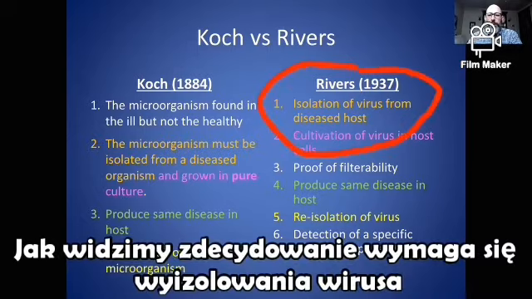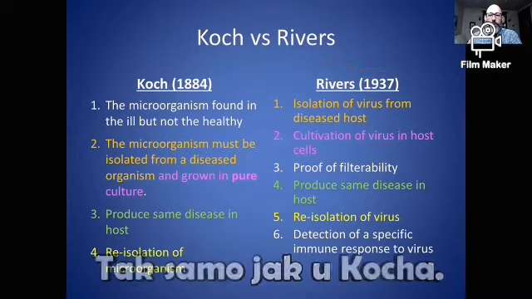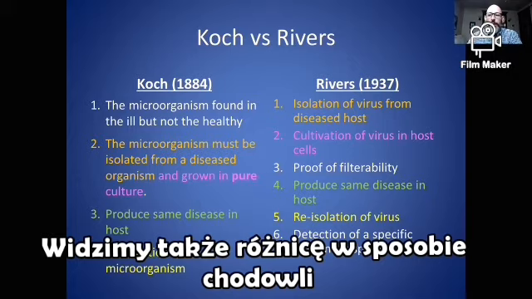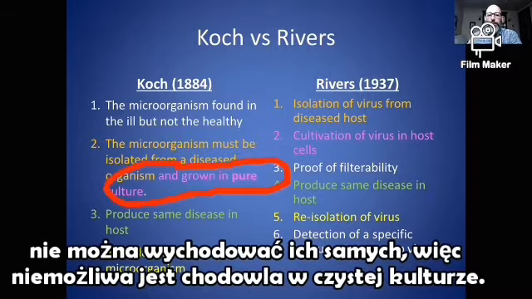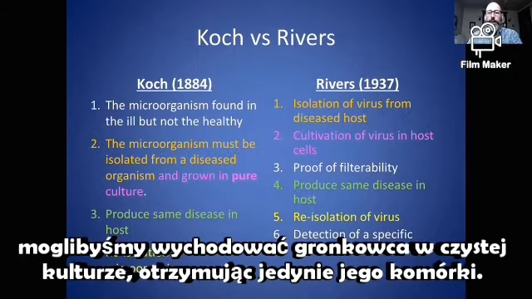criteria. And you can see that it definitely requires isolation of the virus from a diseased host, just like Koch's criteria. And also, there's a slight difference in how it's cultivated because viruses are not living organisms. They can't reproduce on their own. So you cannot grow them in a pure culture. So for example, if you isolated, let's say, Staphylococcus from a sick person, you could grow that Staphylococcus in a pure culture that will only be Staphylococcus cells.